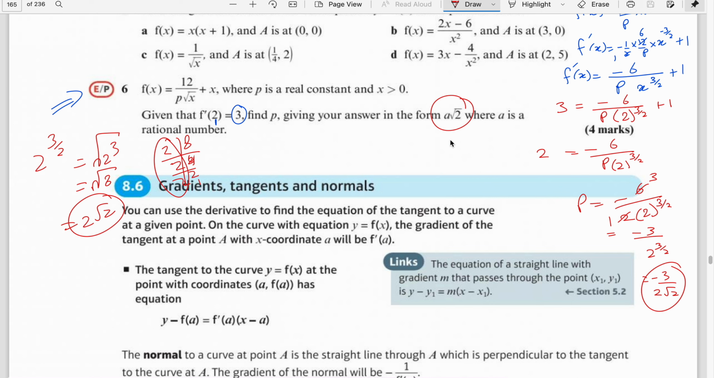And he needs the answer in this form, so let's go for rationalizing. Multiply by square root 2 over square root 2, that is negative 3 square root 2 over 2 times 2 is 4, and we simplify, this is negative 3 by 4 square root 2. So a is basically negative 3 by 4.